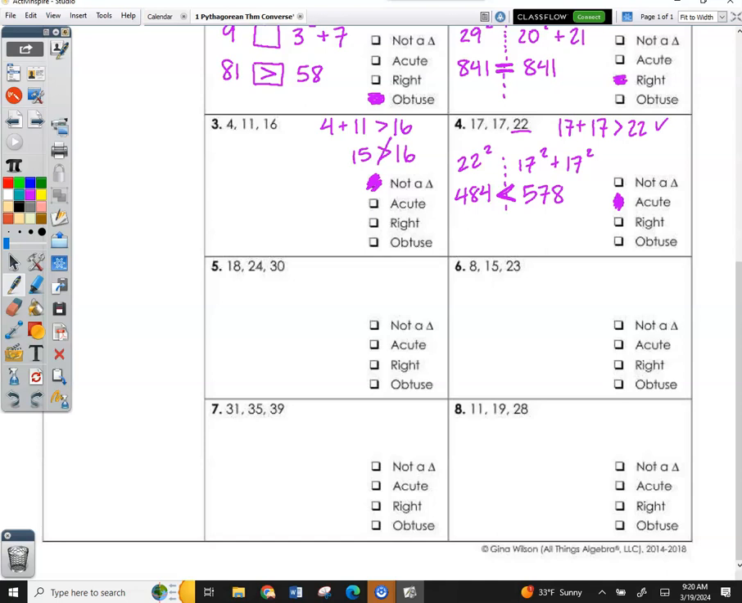Skylar, please wake up and pass the papers down. If you don't mind. Did you get yours? There's one missing. Did you get yours, Abby?